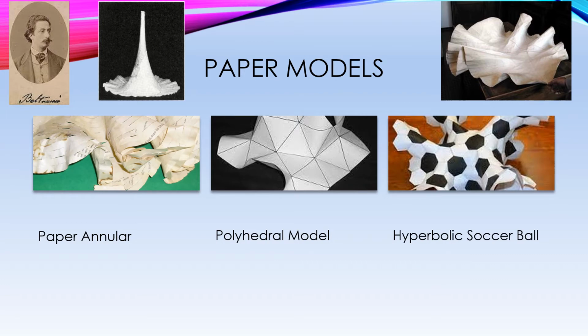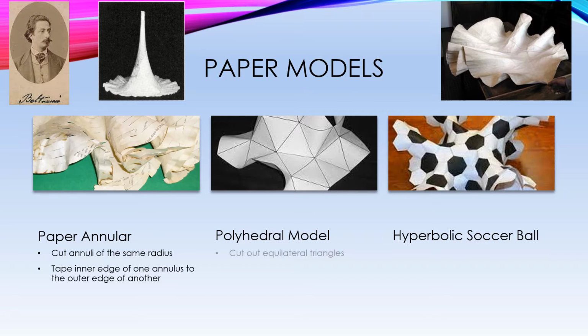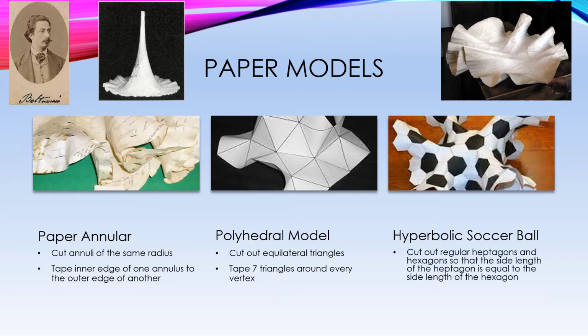The paper annular model is made by cutting annuli of the same radius, taping the inner edge of one annulus to the outer edge of another, and continuing this process until you've got a model the size that you wish. The polyhedral model is constructed by cutting out equilateral triangles. You then tape 7 triangles around every single vertex. In the hyperbolic soccer ball, you cut out regular heptagons and hexagons so that the side length of the heptagon is equal to the side length of the hexagon. You then tape a regular hexagon to each side of the regular heptagon.